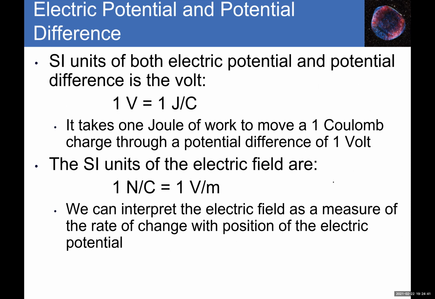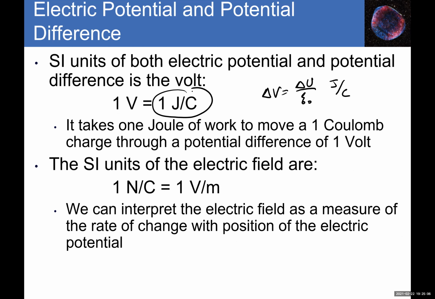So finally, let's look at the units. Because delta V equals delta U divided by Q naught, it's joules per coulomb. One joule per coulomb is defined to be 1 volt, and that's the unit for the potential. The volt, you probably have seen that.